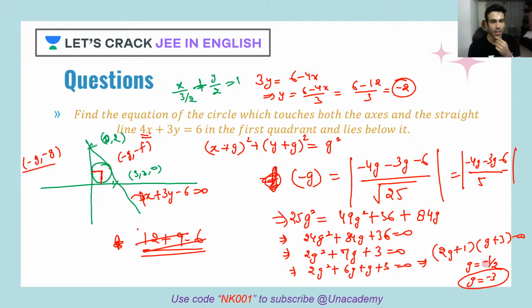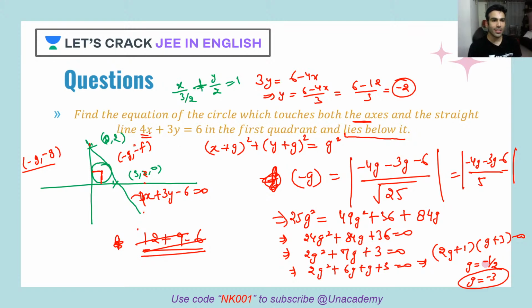It turns out to be what? At minus 2. Minus 2 means what? At 3 here, it is coming out here, whereas the point comes out here, so that means the 3,3 point is here beyond. Now this needs to be there, touches both the axes and the straight line, and in the first quadrant, and what it says lies below it. What it says lies below it.